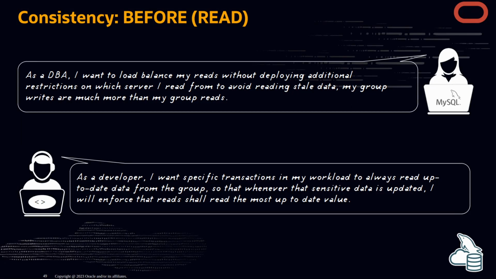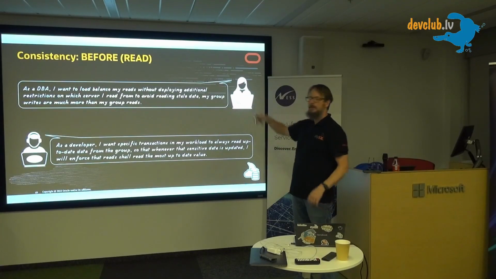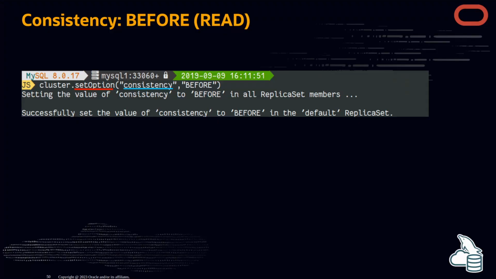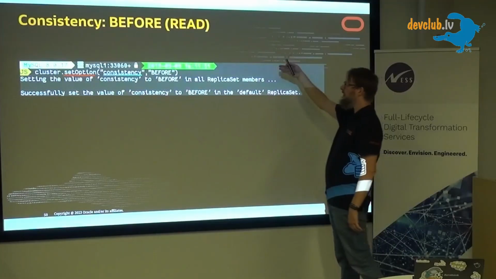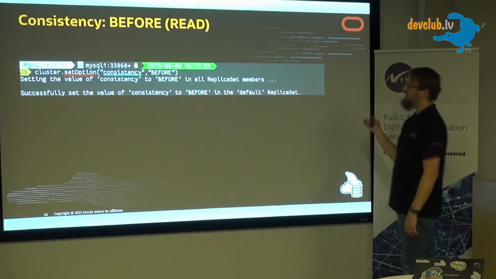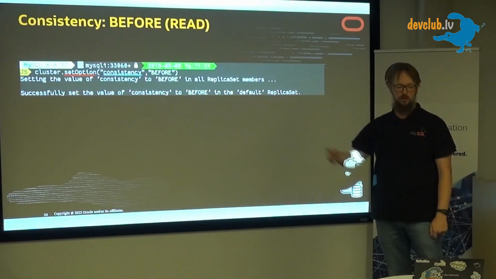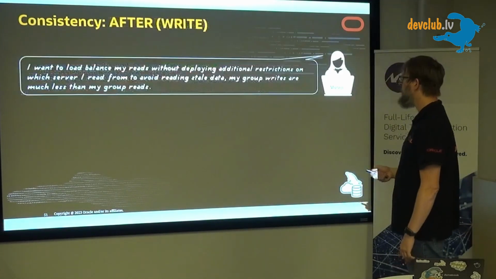For a developer, if you want a specific transaction in the workload to always read the latest data, you also do, okay, be sure that I've synchronized before my read. Before this read, I want to be finished. So this is how you do. You do set option consistency before, and then all the nodes have that. Now you can add that in the session. If it's only for a session in your query, you can also do that in your query.